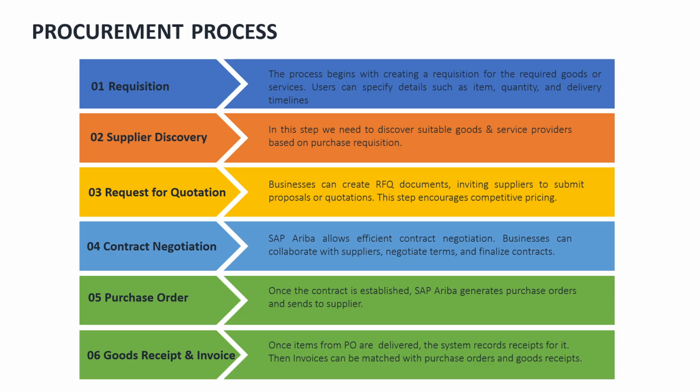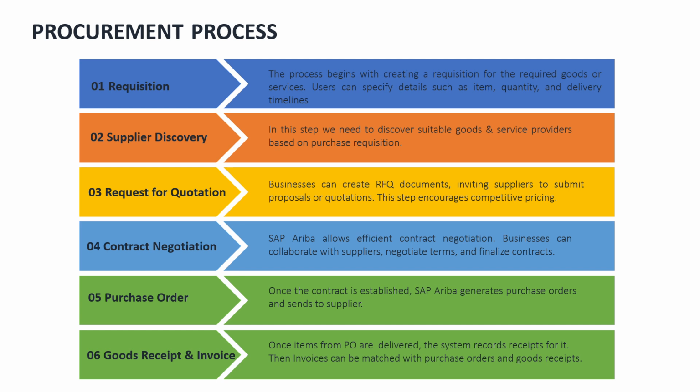Then next is the procurement process of SAP Ariba. In this process, there are 6 steps. First is the requisition, second is supplier discovery, third one is request for quotation, then contract negotiation, purchase order, and last one is goods receipt and invoices. Okay, let's discuss one by one. First is requisition.